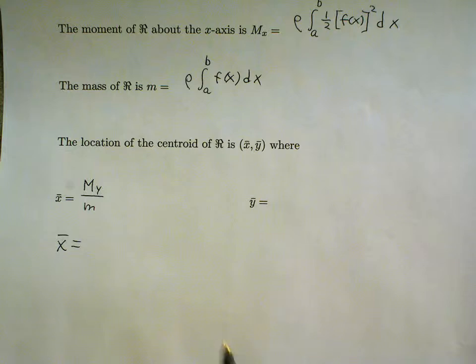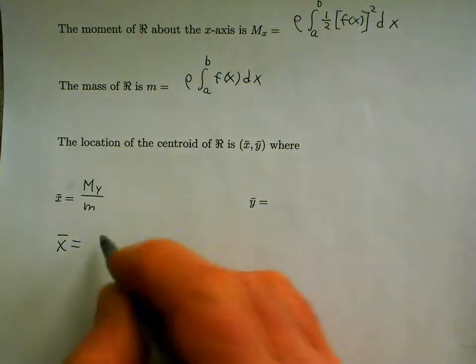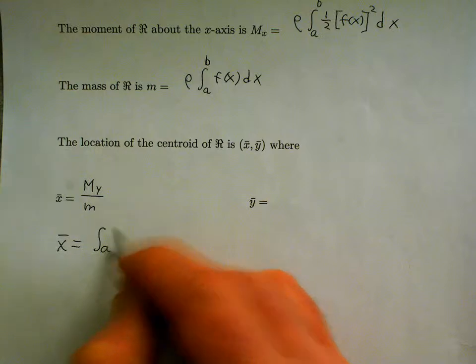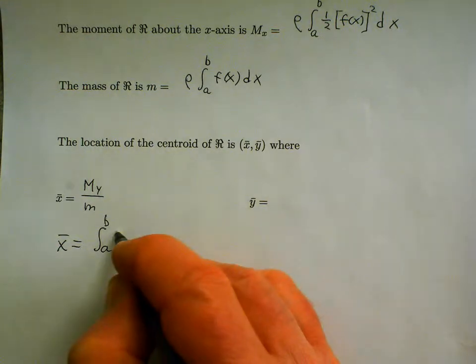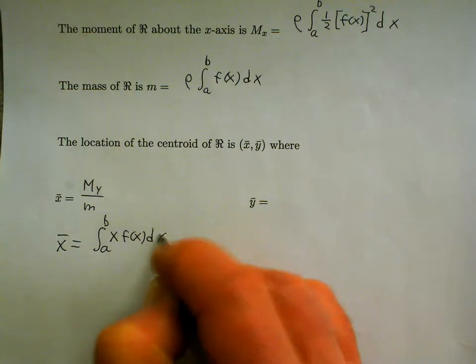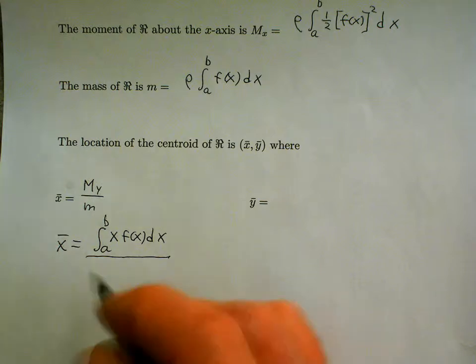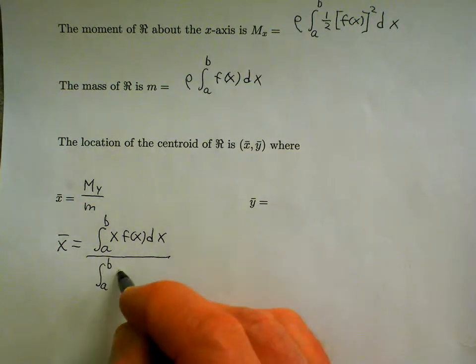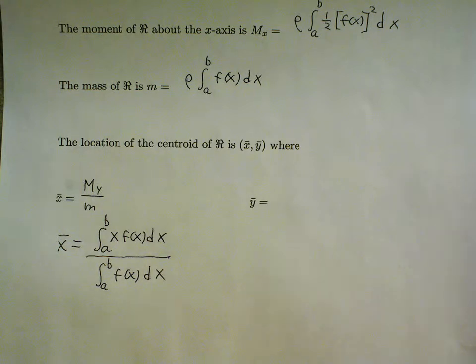And we know that the constant rho will cancel, so we'll just write in the numerator the definite integral from x equals a to x equals b. The integrand is x times f of x dx. And then we divide this by the area of the region, which is the definite integral from x equals a to x equals b of f of x dx.